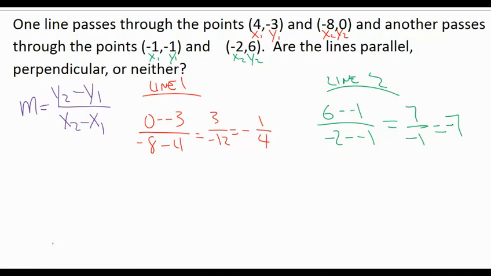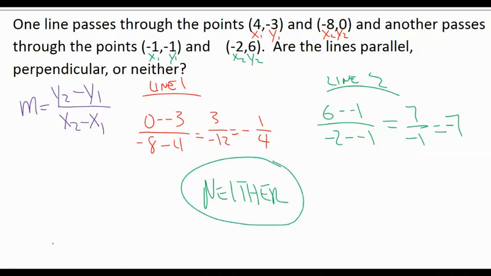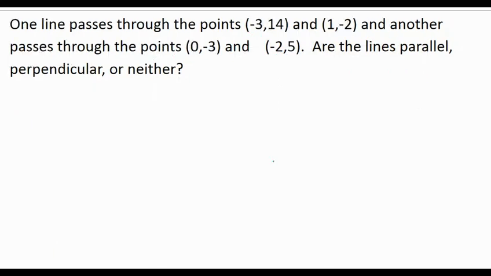So the answer to this question: are the lines parallel, perpendicular, or neither? Well, the one has a slope of -1/4. The second line has a slope of -7. So those are not the same slope. They're also not opposite reciprocals. So in turn, this would be neither. These two lines are not parallel, nor are they perpendicular. It would be neither. So let's go to our next question.